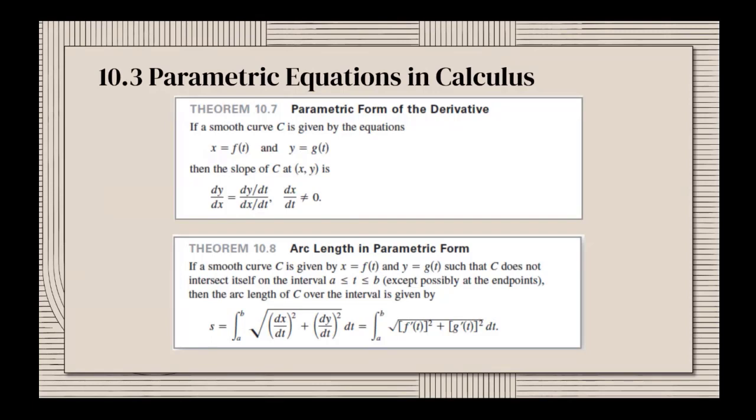So arc length is equal to the integral over the interval of the square root of dx dt squared plus dy dt squared.